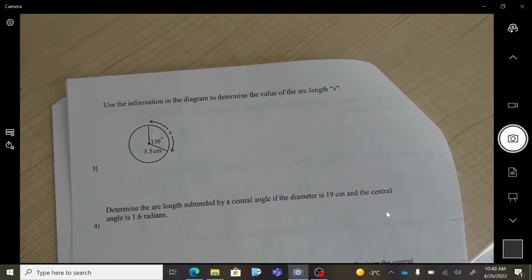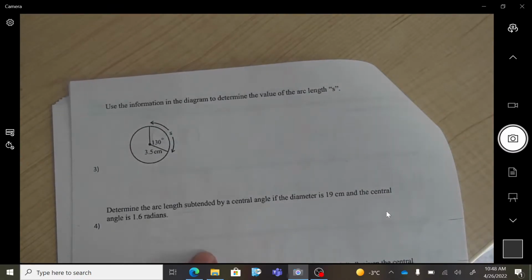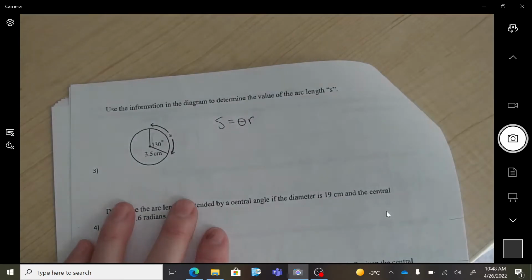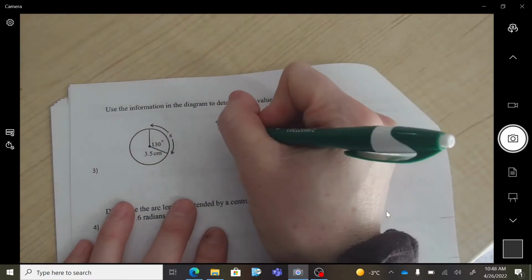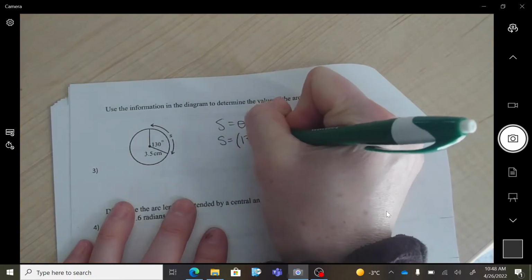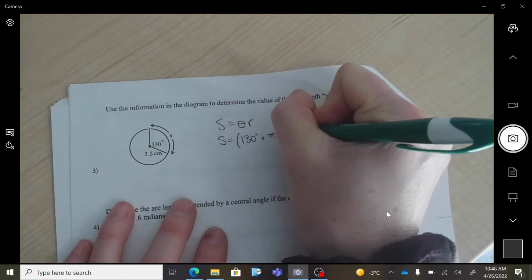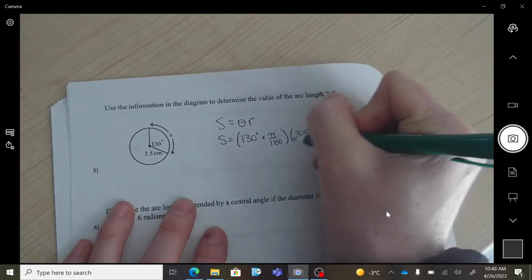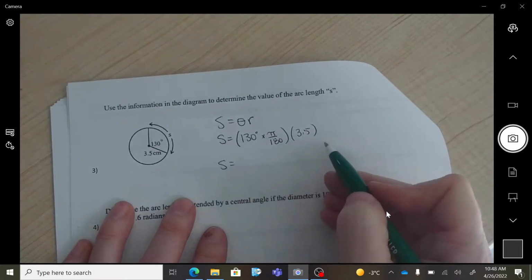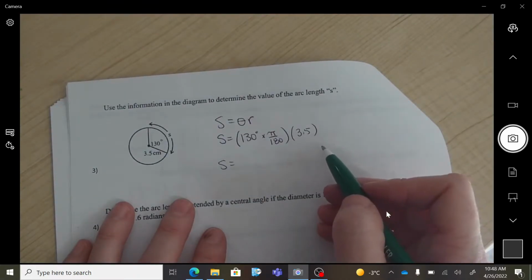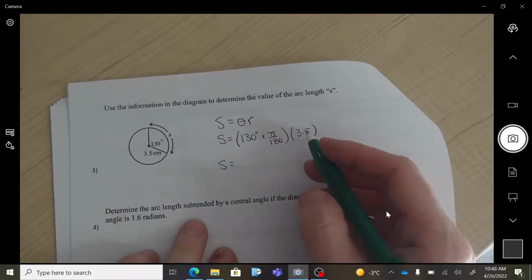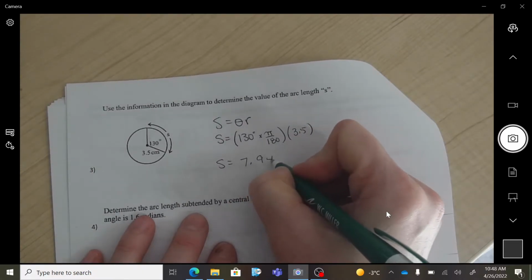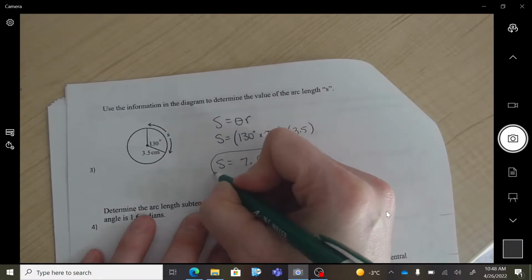So we need to get the value for the arc length S. So arc length equals angle times radius, and the angle is in degrees, so I need to convert, and then times by the radius. So I'm going to type that all in one step into my calculator. Okay, and to 3 decimal places, 7.941 centimeters.